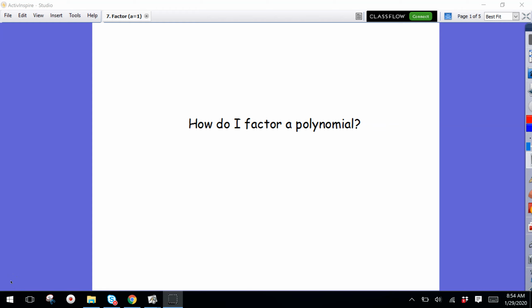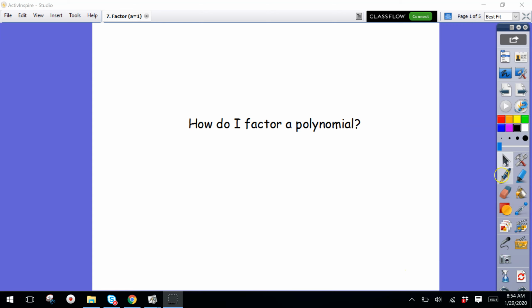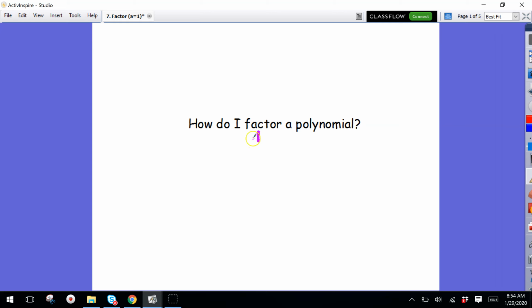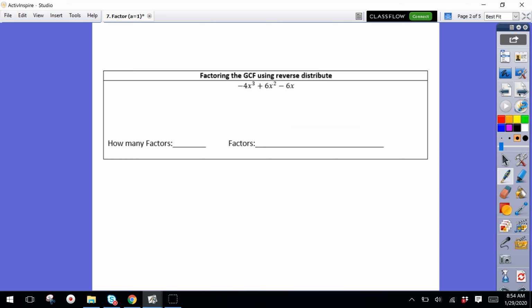So in this video, we're going to be talking about how we factor polynomials. So let's talk about what factoring means. Factoring just means we're going backwards in multiplication and trying to figure out what two polynomials multiplied to give me this polynomial in the first place. So let's go ahead and talk about this first.